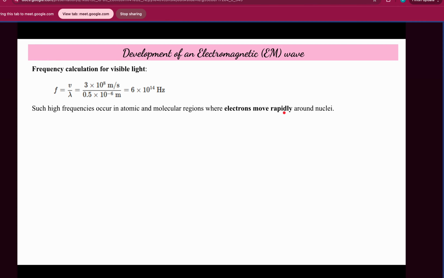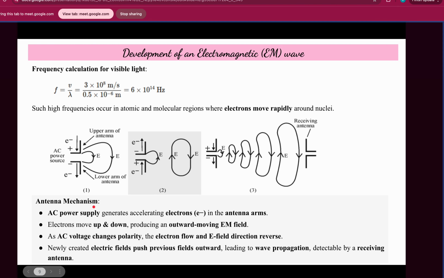Now how can we develop electromagnetic waves artificially? In that case, there is a mechanism known as the antenna mechanism, in which an AC power supply is provided, which generates accelerating electrons. Whenever this power supply is provided, it accelerates the electrons in the antenna arms. Due to the acceleration of these electrons, their vibration will increase, so now electrons will move up and down, producing an outward moving EM field.